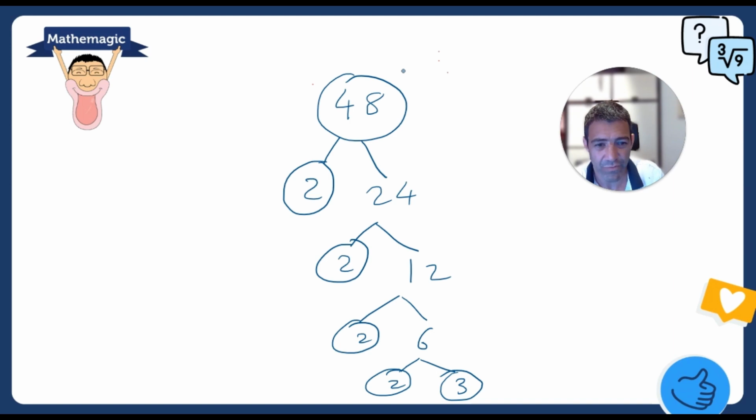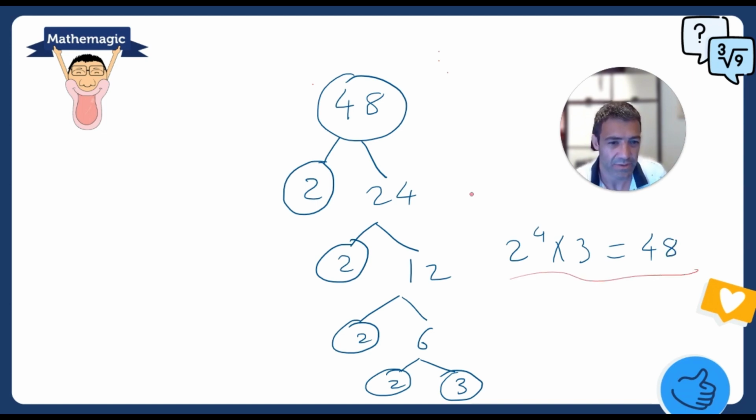So notice that for 48, we have 2 times 2 times 2 times 2, 4 times. And so when you have 4 2's, you can actually say that this is 2 to the power 4. And so 2 to the power 4 times 3, that is going to be the prime factorization for 48 here. And that's a wonderful place to stop for this question. So this is how you factorize 48.